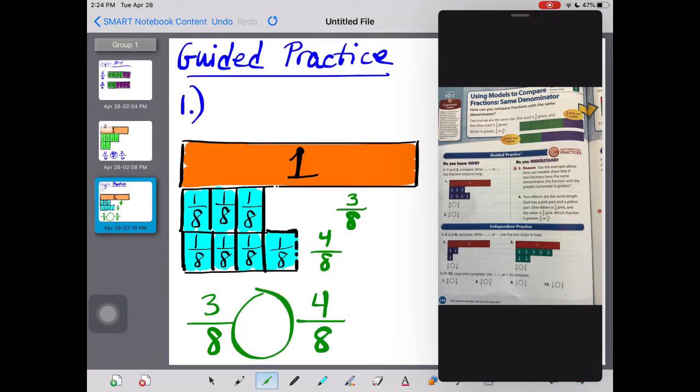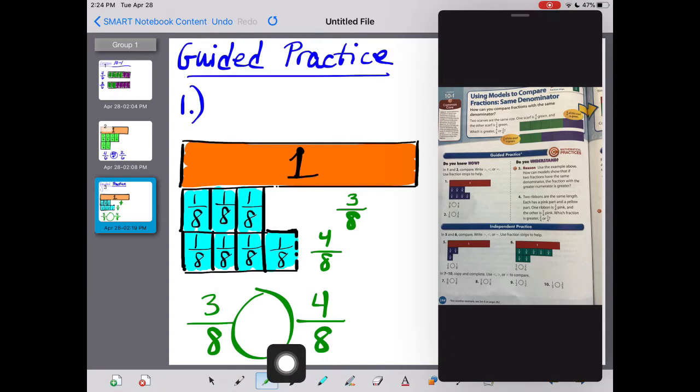Now remember, very important when comparing fractions, the first thing you look for is the denominator. Is the denominator the same? Okay, they are. That means all the individual pieces will be the same size. So you're comparing 3 of those eighths to 4 of those eighths.